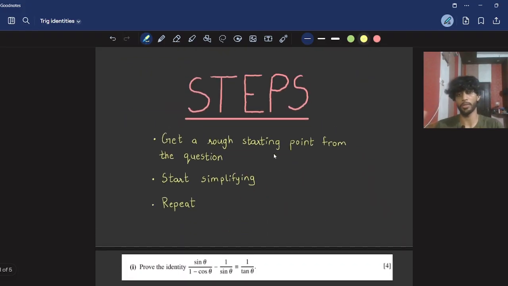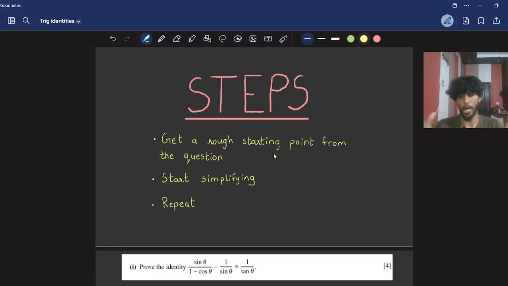And then the steps are really simple and straightforward. You need to get a rough starting point from the question. The question is going to tell you to do a certain something that steers you in a direction. That's the first step. The second step is you just got to simplify, and with simplifying, you could also be expanding. Simplifying just means do the obvious steps. You get a direction from the question, and then you start simplifying to get to that direction. Then repeat what you did in your first step for the second step, third step, fourth step, and you're going to get your identity how it's supposed to be.